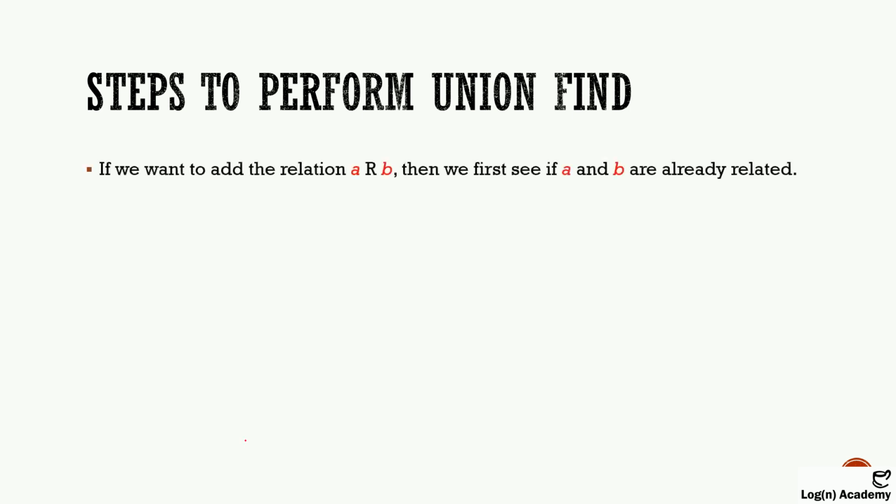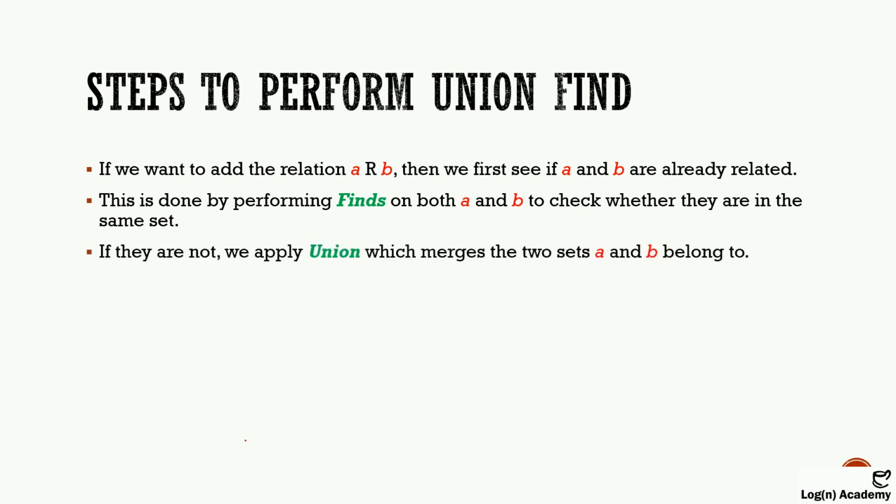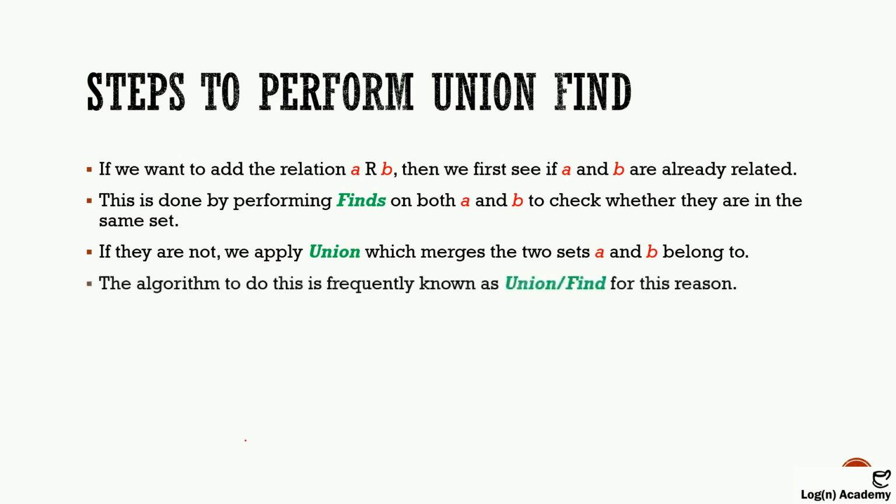If we want to add the relation A relation B, we first need to check whether A and B are already related. If they are, we do not perform any operation; otherwise we union them. This is done by performing find on both A and B to check whether they are in the same set, as we did for one of the operations in the previous slide. If they are not, we apply union, which merges the two sets that A and B belong to. The algorithm to do this is frequently known as union find for this reason.